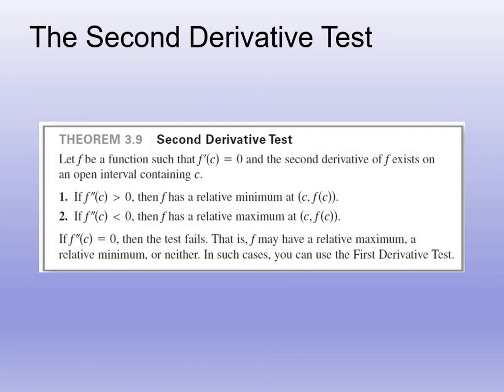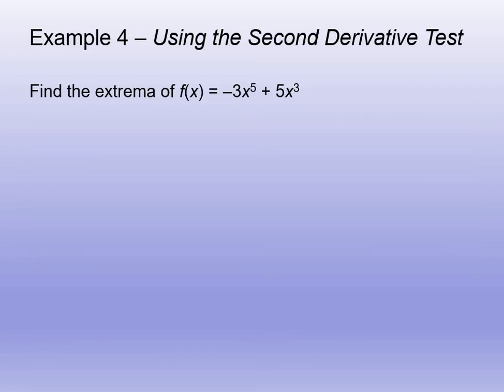Now, if the second derivative test fails, it may have a relative max or a relative min, or neither. If that fails, we go back to the first derivative test. So let's do an example here. We're going to find the extrema. Remember, extrema means we're looking for maxes and mins.